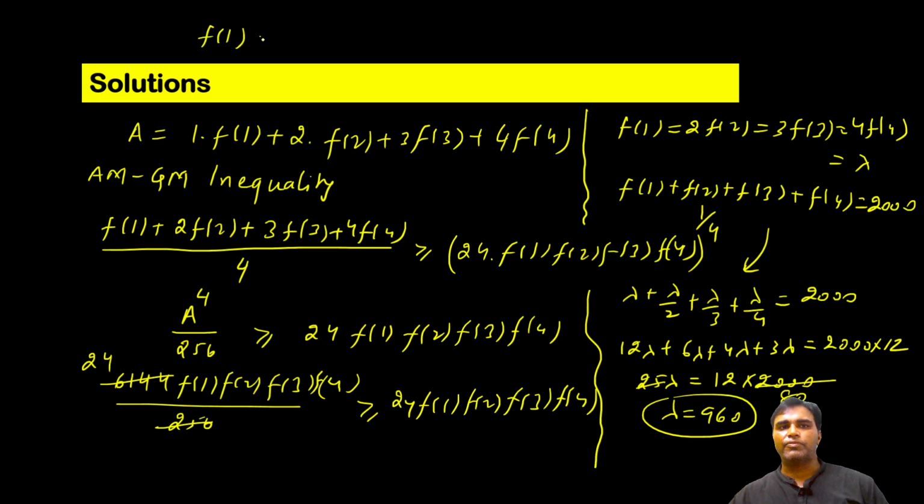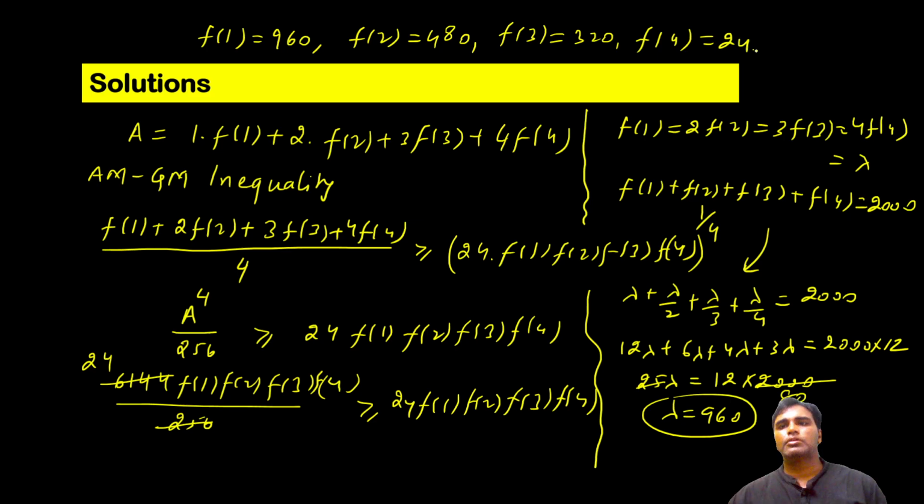So what is the value of f1? 960, because f1 is equal to lambda. What is the value of f2? Lambda by 2. Sorry, 480. Lambda by 2 is half of this, 480. And f3 is lambda by 3, 320. F4 is 240. So we got f1, f2, f3 and f4, right? So all values are clear till now. f1 960, f2 480, f3 320, f4 240. If you can see, I think this is in GP going, right?